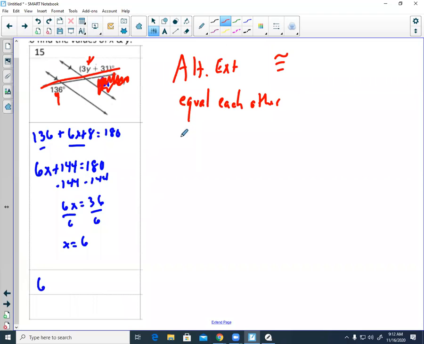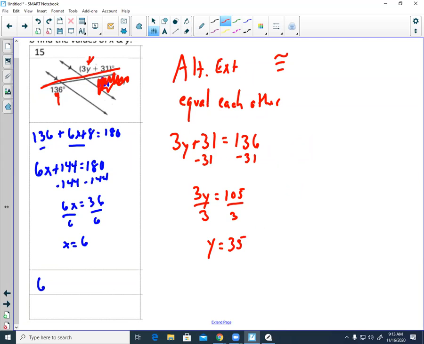So that means my equation is going to be 3y plus 31 is equal to 136. This angle and this angle equal each other. So 3y plus 31 equals 136. So now I'm going to have 3y equals, actually, hang on, let me rewrite it. I'm going to subtract 31 from both sides. So I'm going to get 3y equals 105. I'm going to divide by 3, and I'm going to get y equals 35. All right?